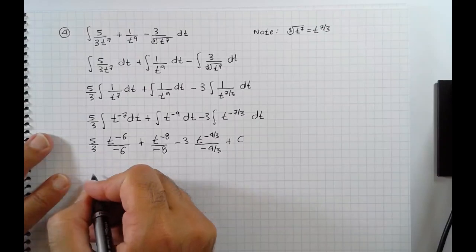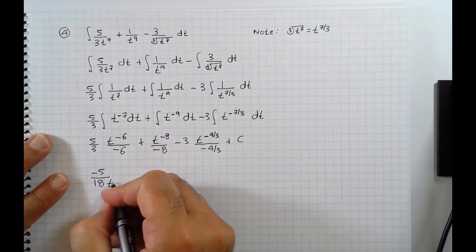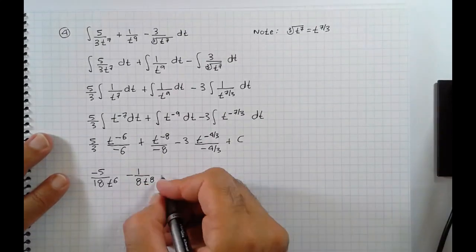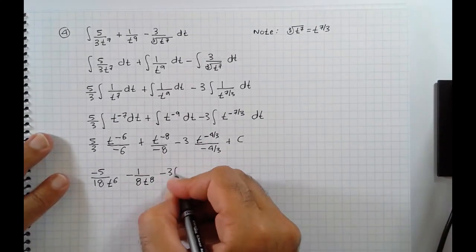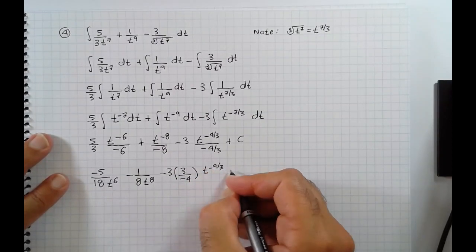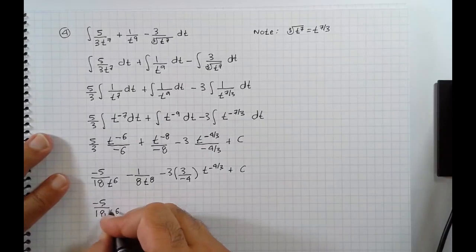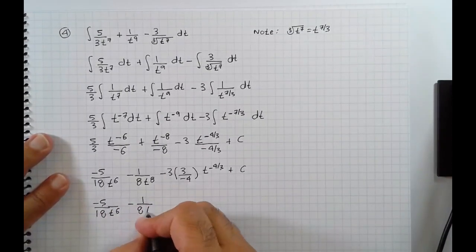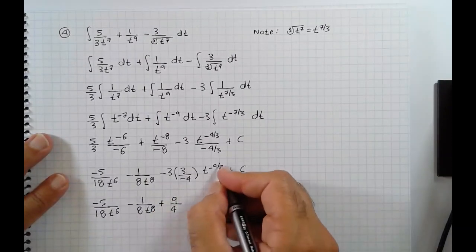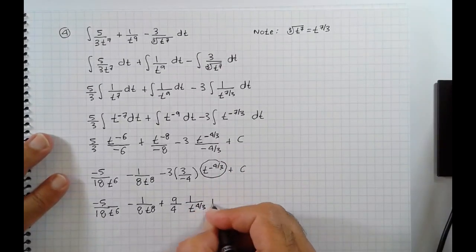Now we carefully simplify this. We get negative 5 over 18. Bring t to the minus 6 to the denominator, that's t to the 6, minus 1 over 8, t to the 8, and we get minus 3 times 3 over negative 4, t to the negative 4 thirds. Simplifying further, negative 5 over 18, t to the 6, minus 1 over 8, t to the 8. The minus cancels out, we get plus 9 over 4. And let's bring this to the denominator, that's 1 over t to the 4 thirds plus c.